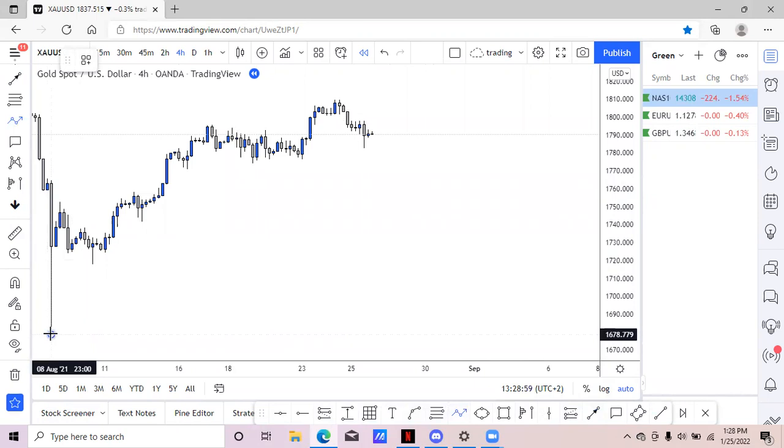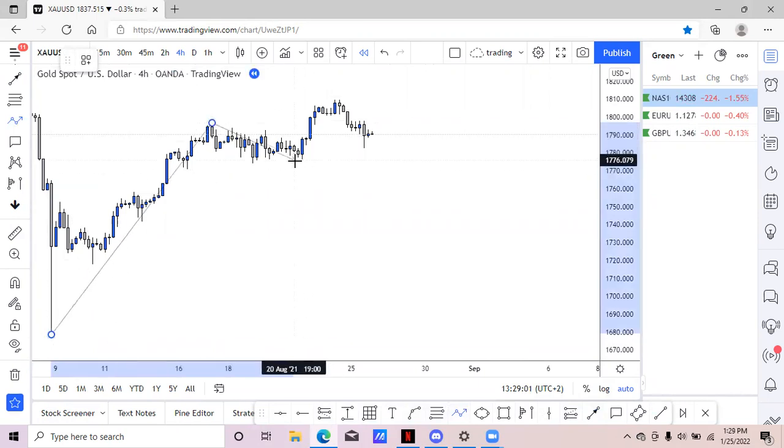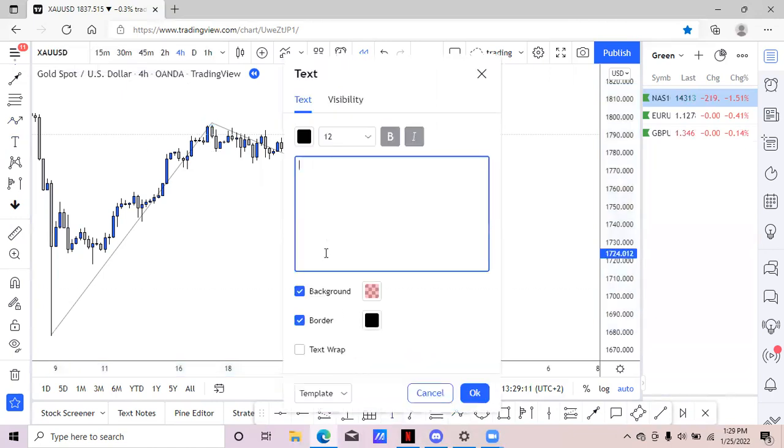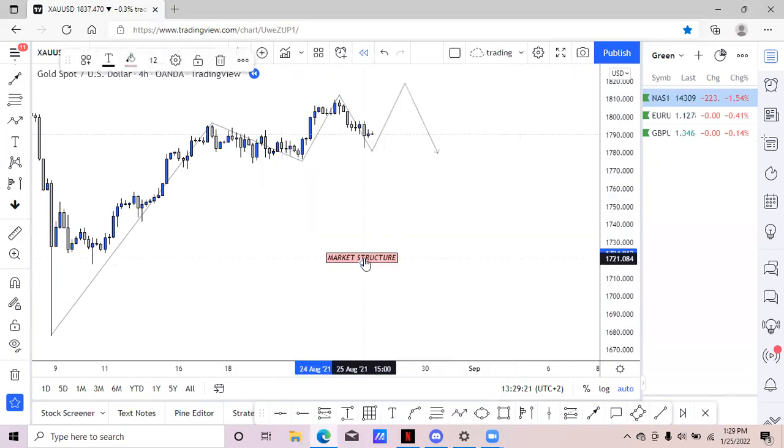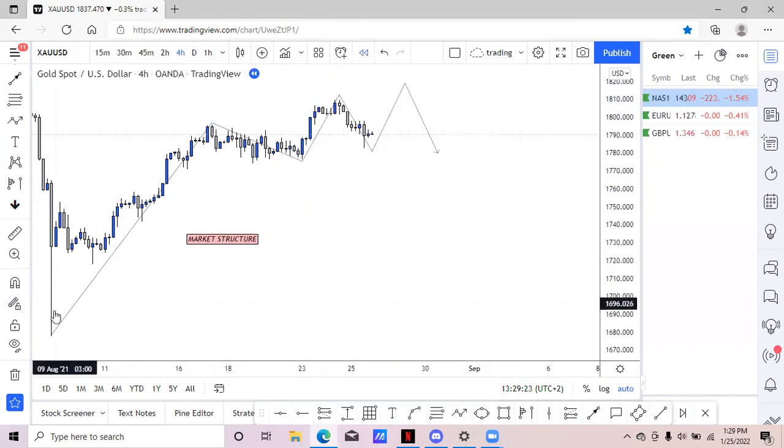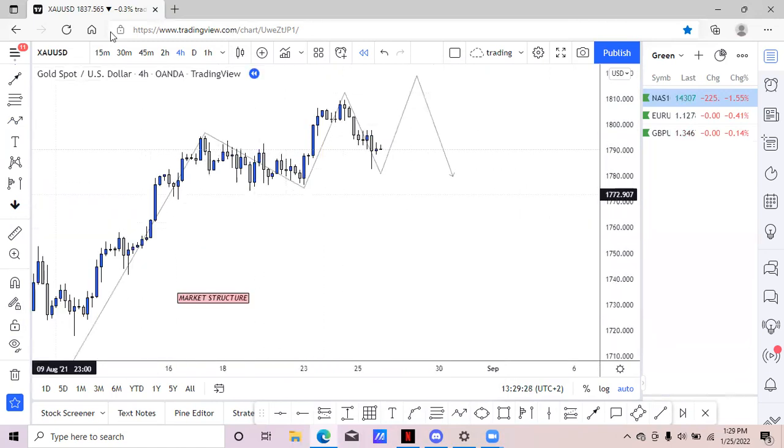The first thing that we're going to start checking is market structure. How is the market structure behaving? Market structure is the first thing that we check. You can see here we have quite a nice bullish structure on the 4 hour, so we're most likely to go to the upside.